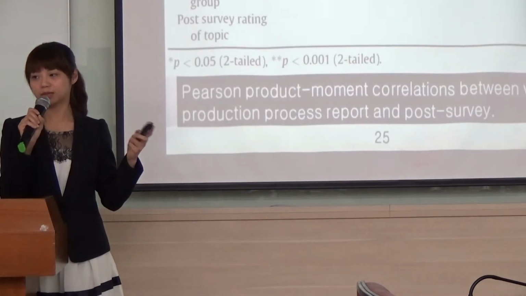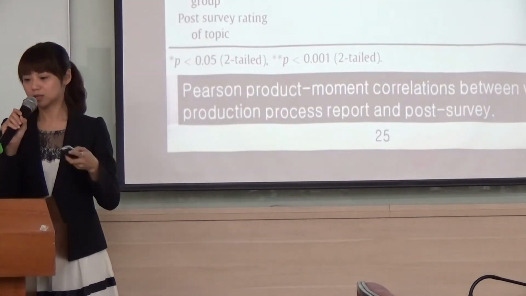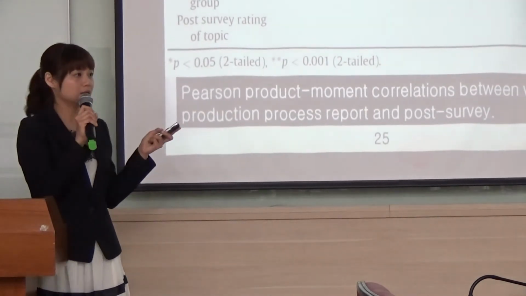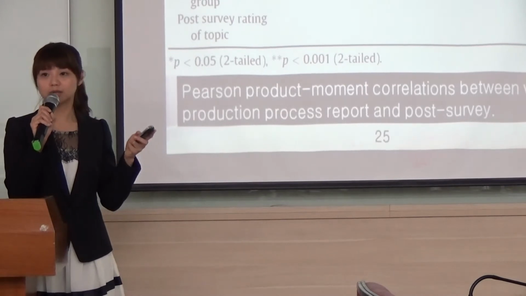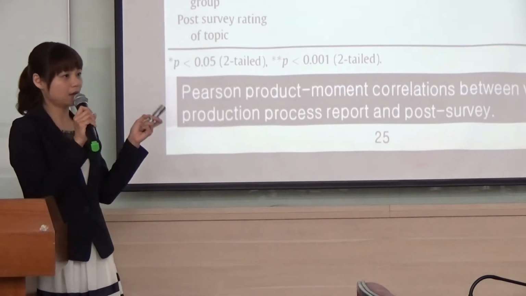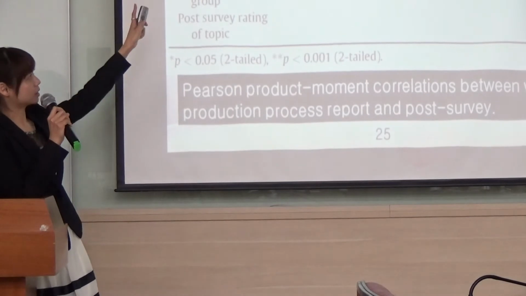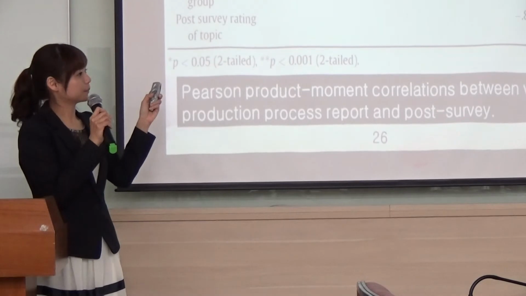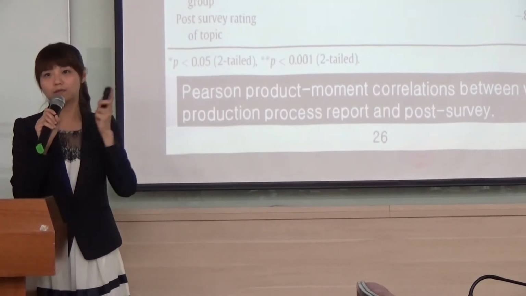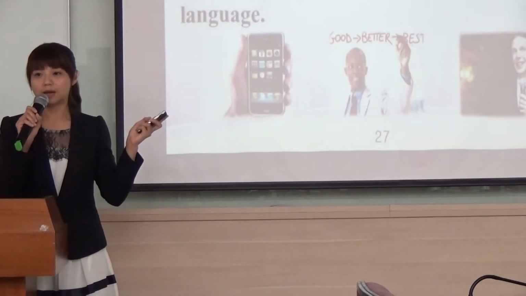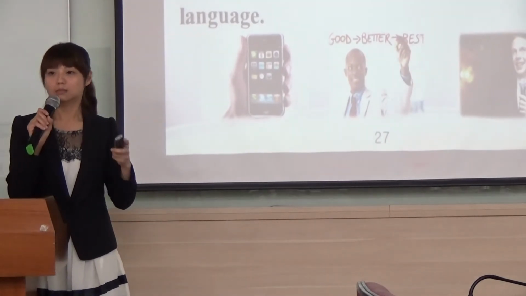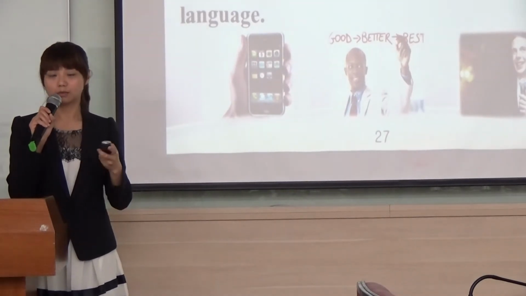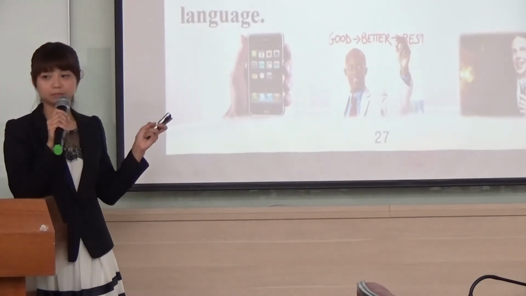And the next analysis is Pearson correlation. The data from students' weekly production process reports and post-survey responses were analyzed with Pearson correlation coefficients. The purpose was to see if any relationship existed between the 12 items, as I marked, at different points in time. And from the result, we can see that, as the evidence from week 2 and week 13 reviews shows, more and more relationships emerge as students get more practice with their cell phone video in the target language.